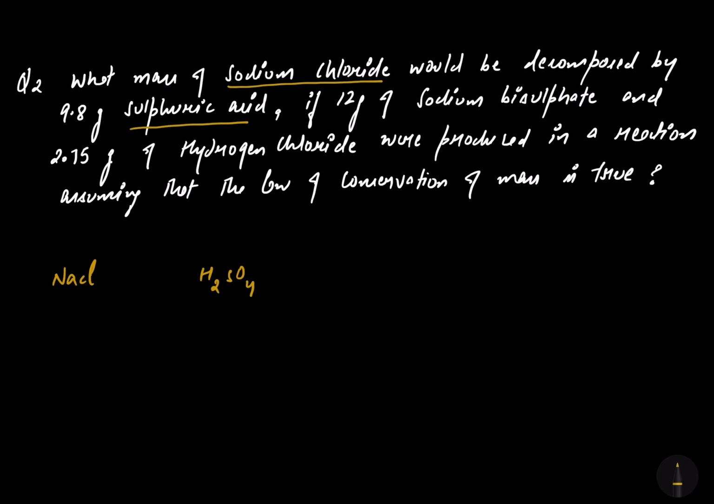Further, if 12 gram of sodium bisulfate, NaHSO4, that's called sodium bisulfate, and this is the product of the reaction, and hydrogen chloride, that's HCl. So that's my chemical reaction. Let me check, is it a balanced chemical reaction? Yes, this is a balanced chemical reaction.